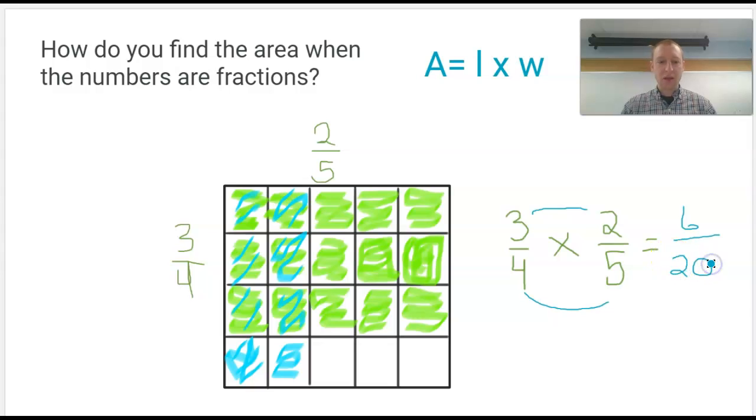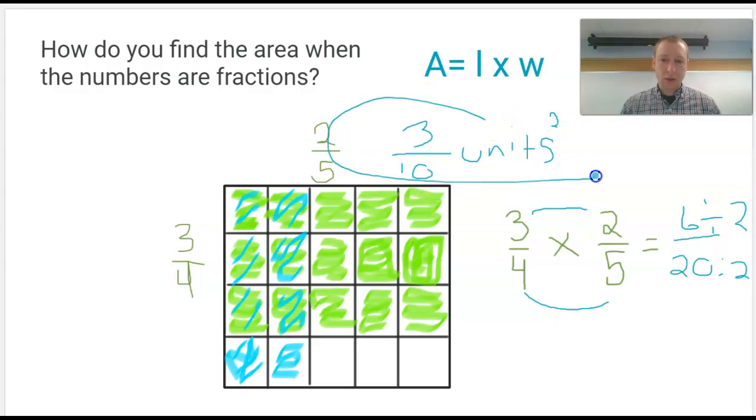So I got 6/20ths, but now I need to simplify it, right? What can I divide into both 6 and 20? Well, they're both divisible by 2, right? 6 divided by 2 is 3. 20 divided by 2 is 10. So we end up with 3/10, and I don't know if these are inches or what, but we can say units, because I don't know if they're inches or feet or miles or what. We could say units squared, okay? So multiply your numerators, multiply your denominators, simplify, units squared.